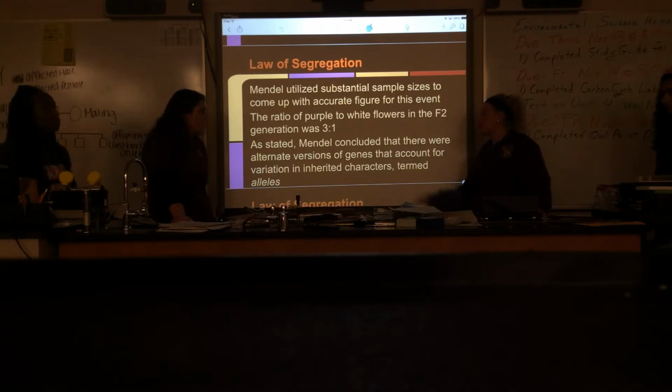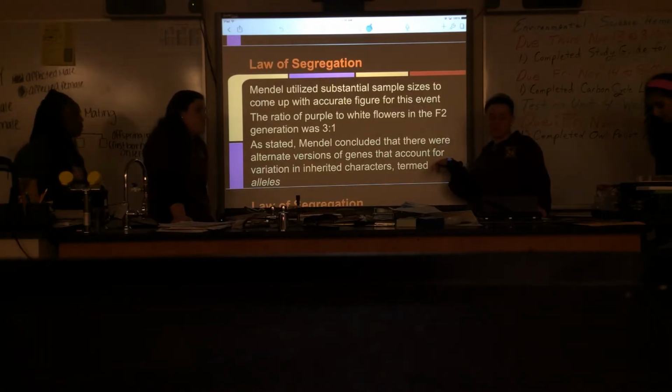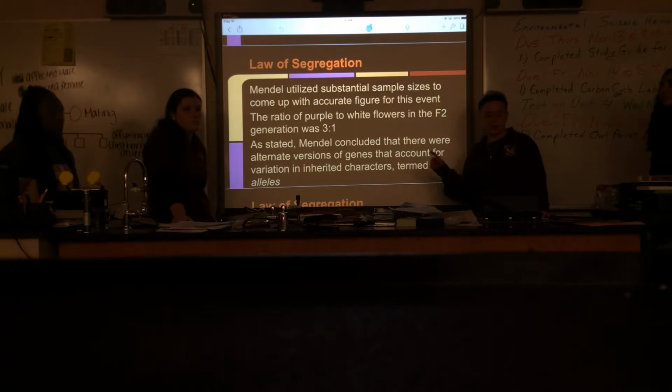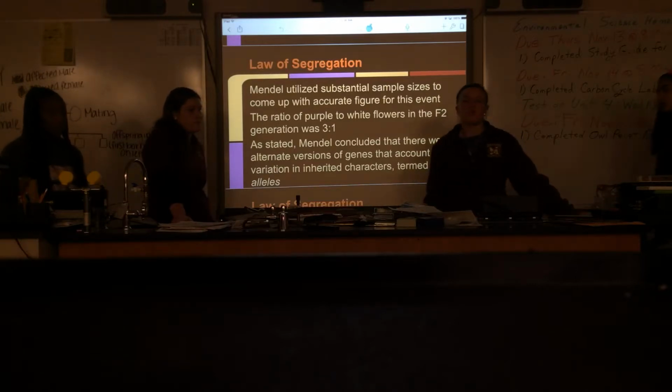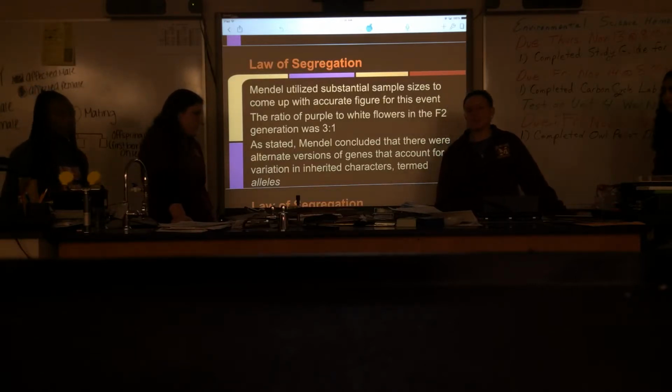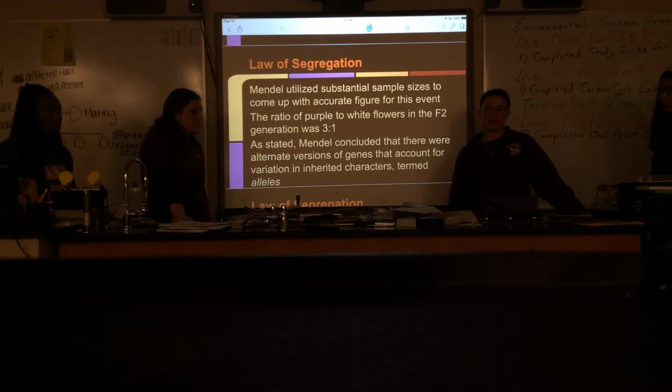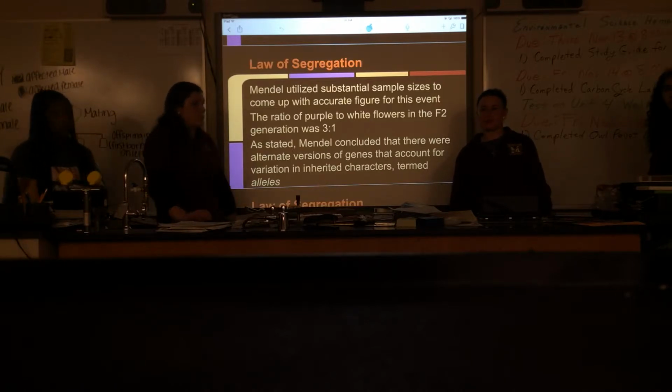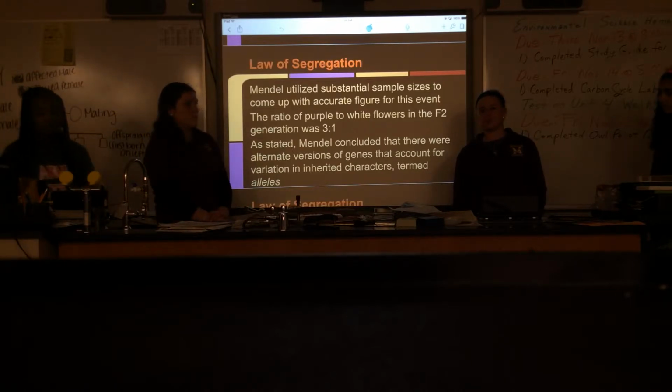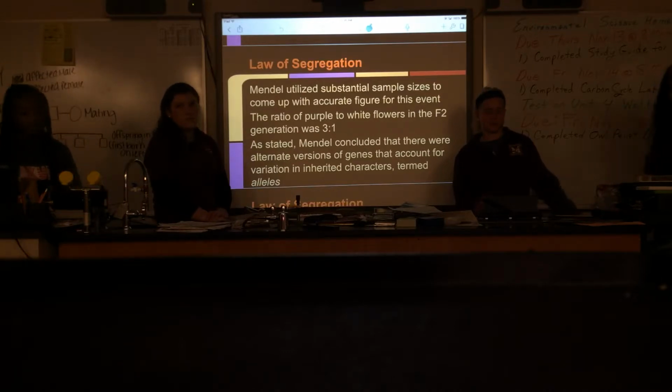So as stated, Mendel concluded that there were alternate versions of genes that accounted for the variation in inherited characters, which were termed alleles. And this is actually pretty interesting and cool that he came up with this, because they hadn't even discovered that chromosomes existed at the time. So the fact that he thought about this was pretty outstanding.